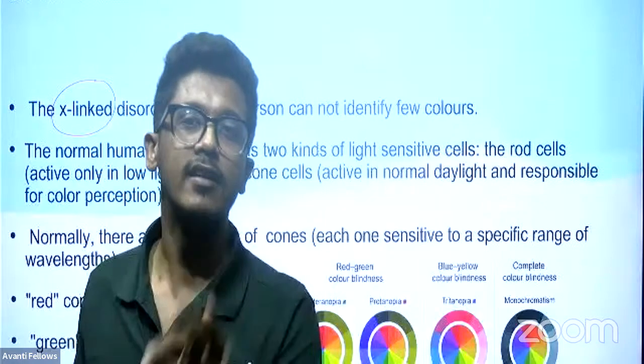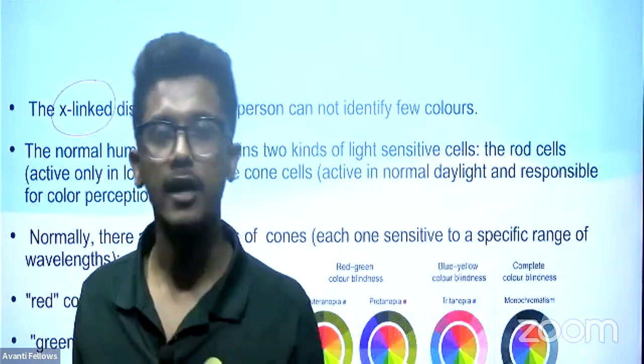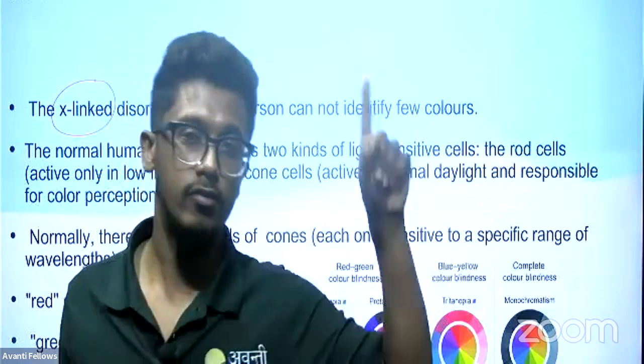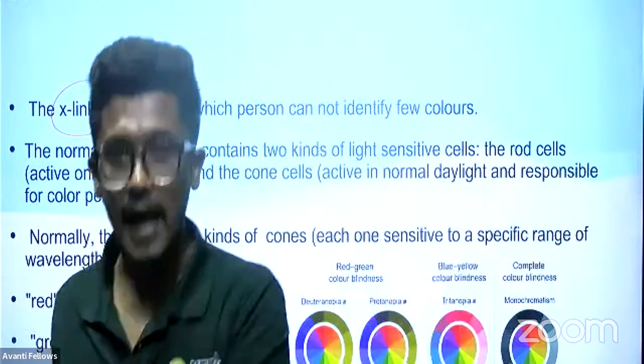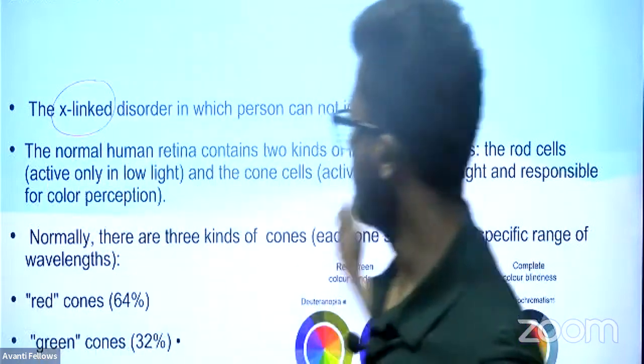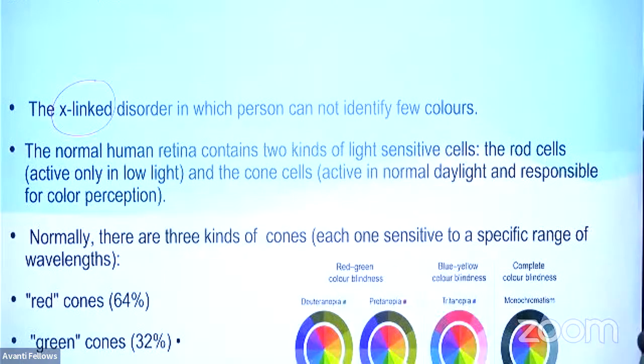The only case in which a female baby can be colorblind is when the parents, one is an expressor and the other one is a carrier. So only then they can be colorblind. Okay. So what is happening here?